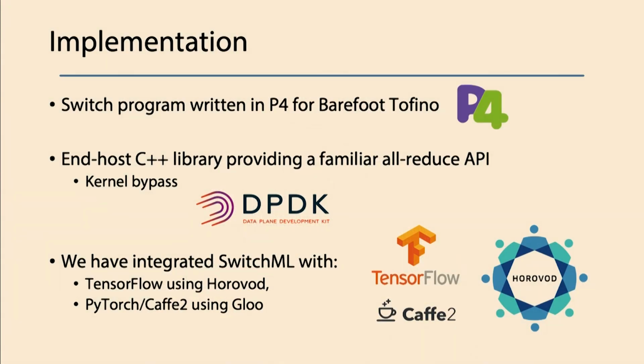We implemented SwitchML using P4 on a Barefoot Tofino, and using C++ and DPDK for communication on the end hosts. We integrated SwitchML with two different commonly used deep neural network training frameworks, TensorFlow using the Horovod communication library, and with Caffe2, part of PyTorch, using the Gloo communication library. We provide the same interface that these collective communication libraries use for aggregation today.